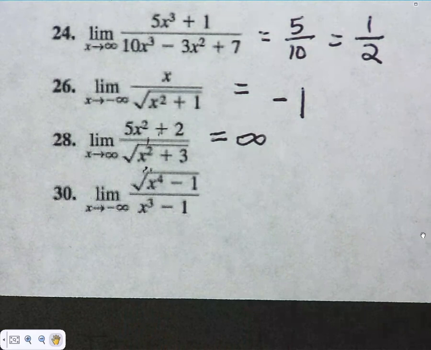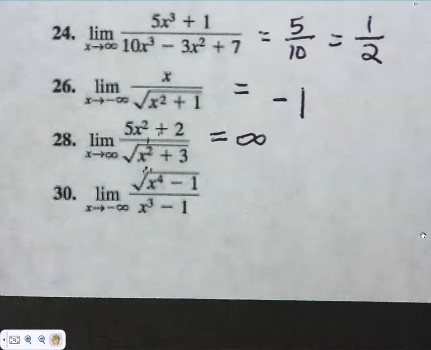And what about number 30? What's the degree of the numerator? 2, and the degree of the denominator is 3. So if the denominator is getting big faster than the numerator, what's the whole fraction going to? 0.